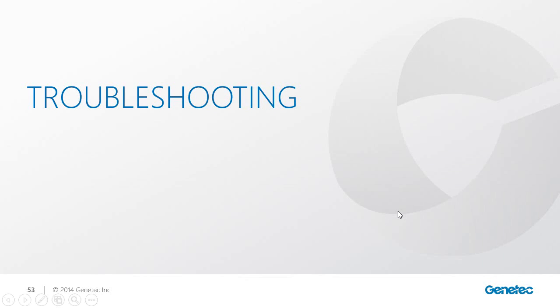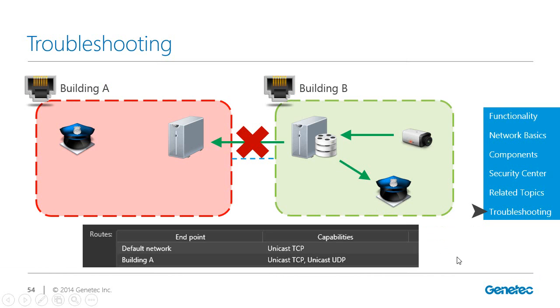Alright, so let's finish off by looking at some troubleshooting tips for any problems you might have related to the network view. Let's start out by looking at a problem where we can see the video stream correctly on one network, like we have here, but it's not getting through to the client on another network.